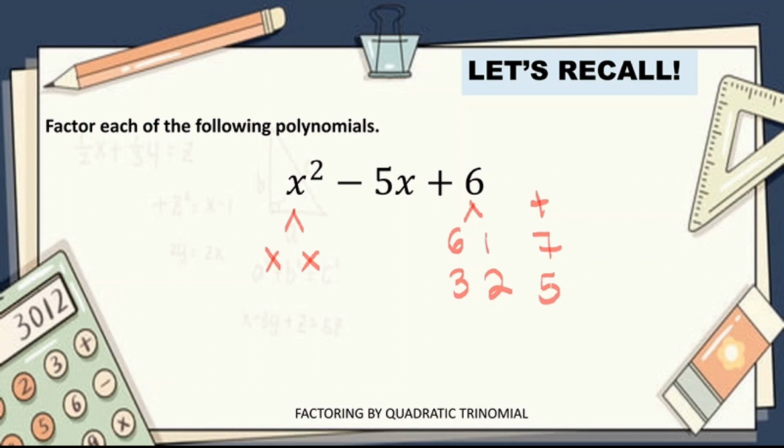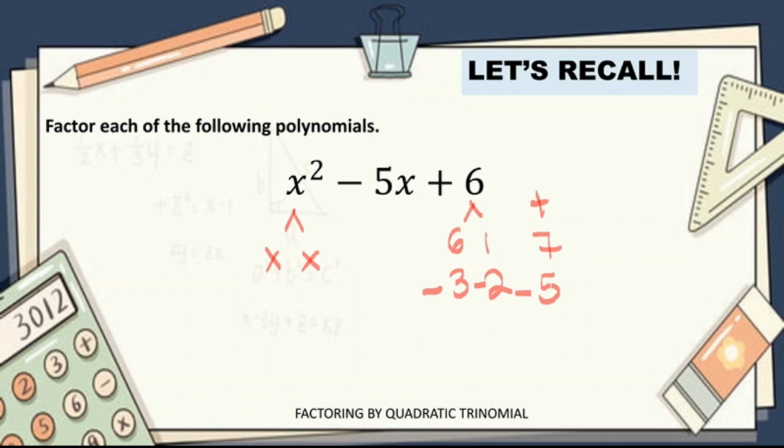Notice that our second term in the problem is negative 5. So what are we going to do to get negative 5 from 3 and 2? We'll make them both negative so that when you add the negative signs, the sum is always negative. And take note also that adding two positive signs, the sum is always positive. So in this case, to get negative 5, we'll make these two factors both negative. If we have negative 3 plus negative 2, the sum is negative 5. Also, when you multiply negative 3 times negative 2, the product is positive 6.